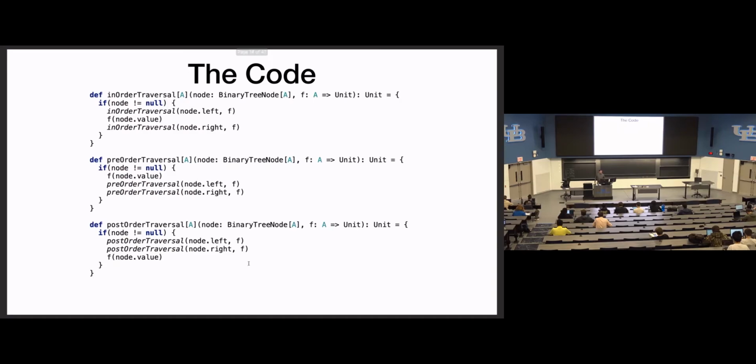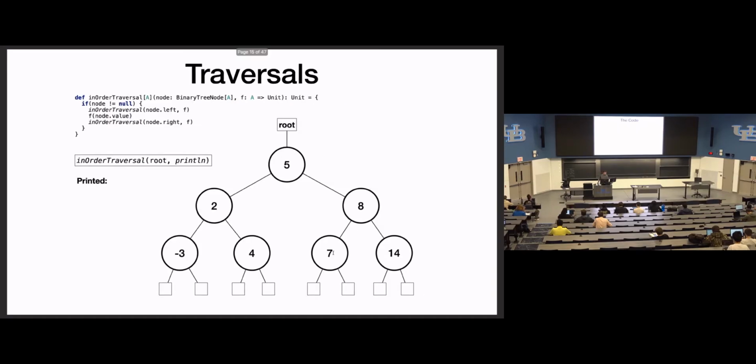So an in-order traversal, we're going to start at the root. We're going to make a call with root as the node. And the function here is just going to be print line. We're just printing each element of this tree on a separate line. So we're going to get here. We're going to look at our code. Node is not null. We didn't hit our base case, so we're going to make a recursive call on the left node.